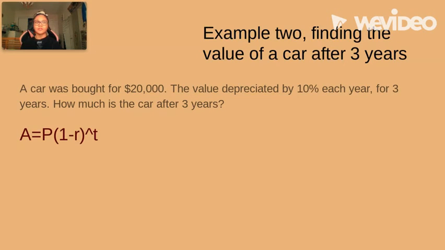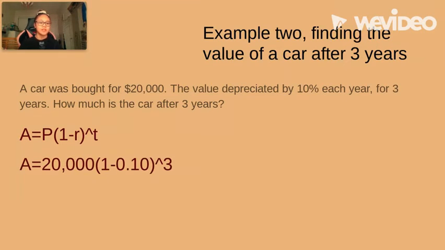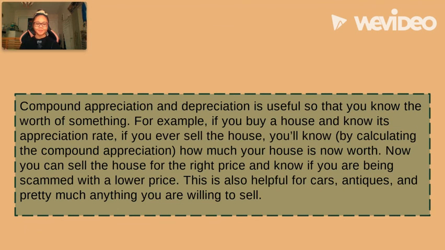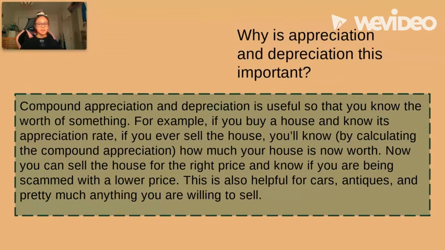Well, we know the formula for depreciation is A equals P brackets 1 minus R to the power of T. So if we input those numbers into the formula, we get 20,000 brackets 1 minus 0.10 to the power of 3 years, and we get $14,580. In 3 years, the car would have been $14,580.